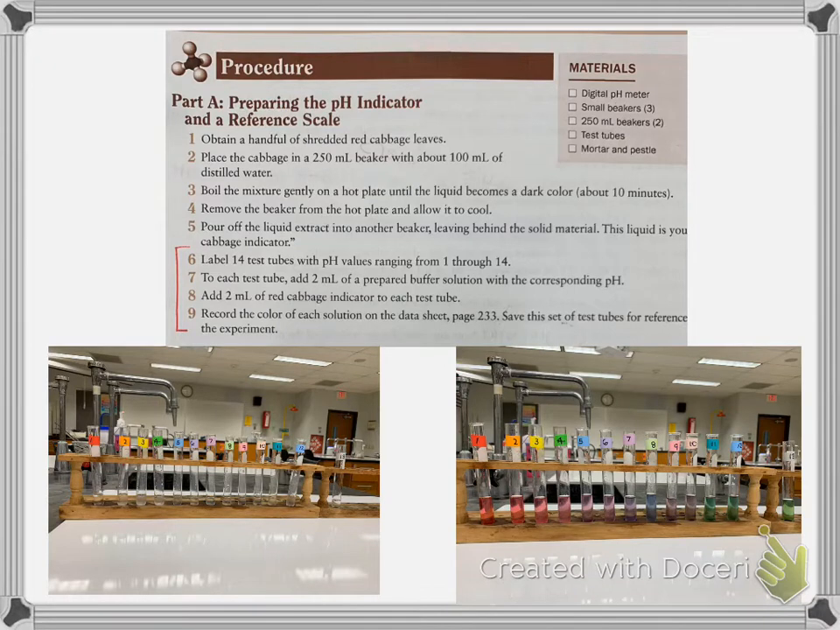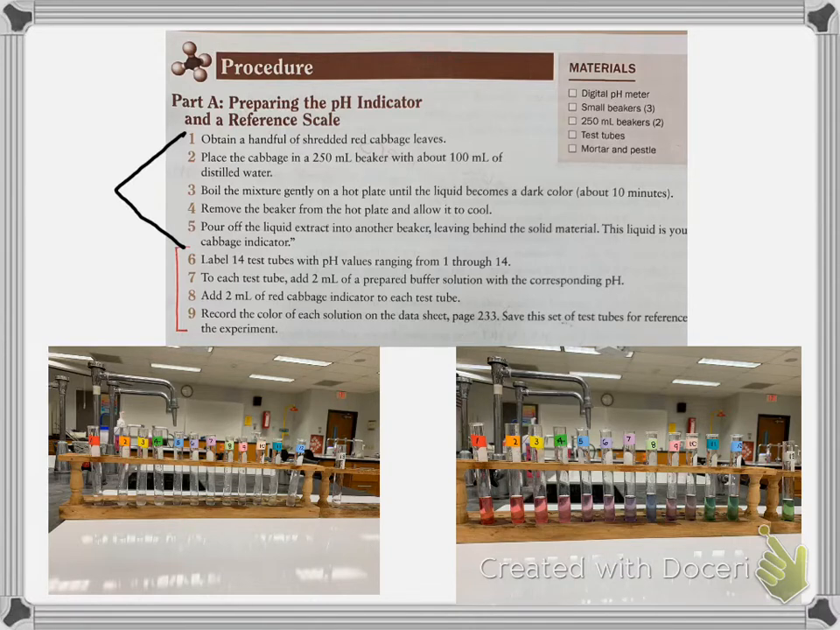And so part A, we're just preparing a scale that we're going to use to compare our solutions to for parts B and part C. So the first 5 steps were the directions of how to create the red cabbage indicator. Now, our lab manager has already made the solution for us. So if you would have done the lab, you would have come right in and the red cabbage solution would be prepared, which was the same for me. It was already prepared. So I did not do steps 1 through 5.